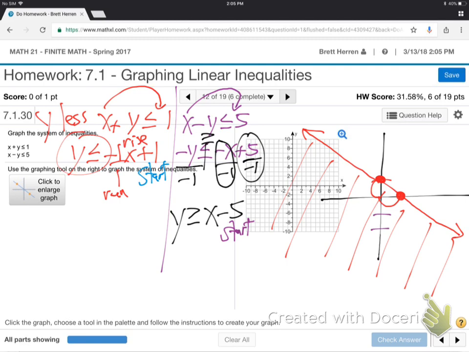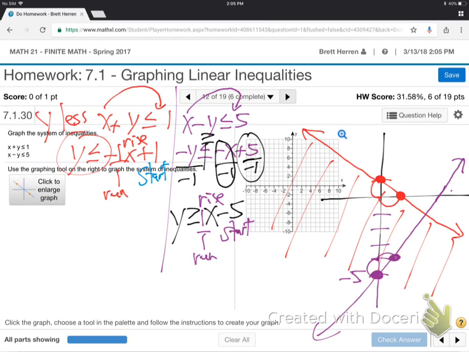Yeah, start down 5. 1, 2, 3, 4, 5. Right there at negative 5. And then where do we go from there? What's in front? 1 over 1. It's rise over run. Go up 1 over 1. And then connect the dots. Make this one go a little further. Connect the dots, make a line.